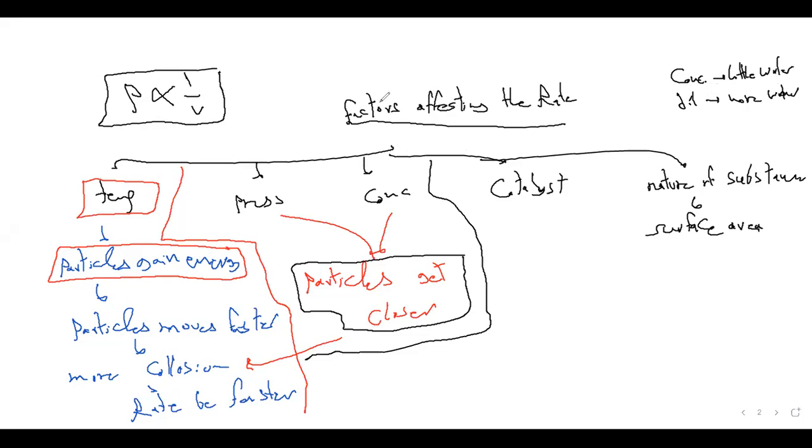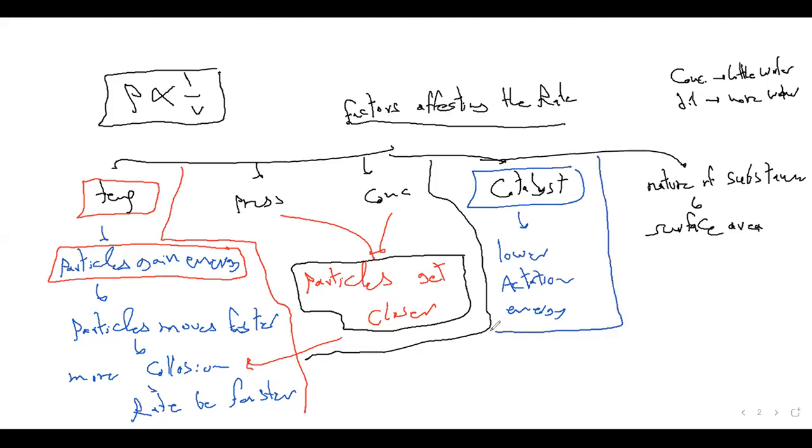A catalyst increases the rate of reaction. Why? Because a catalyst lowers the activation energy. What is meant by activation energy? The minimum amount of energy to start the reaction. So in case of using a catalyst, the amount of energy required to start the reaction will be decreased.